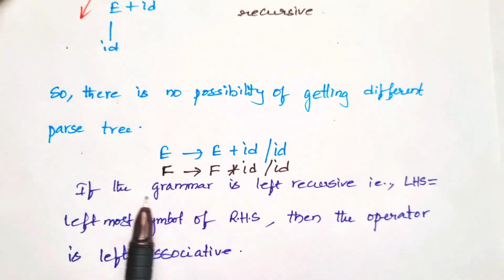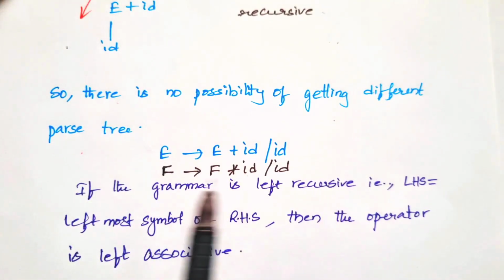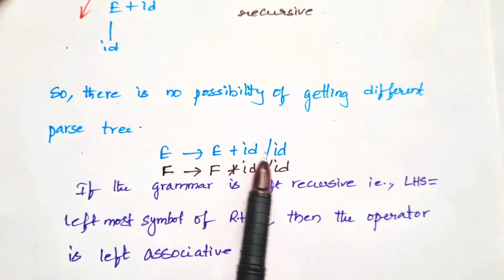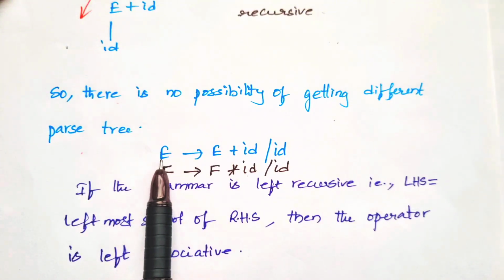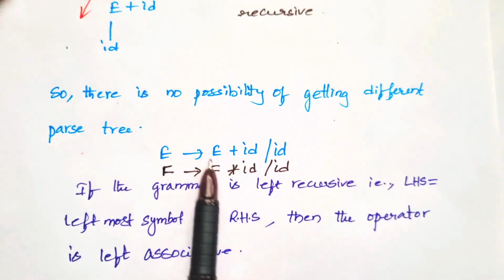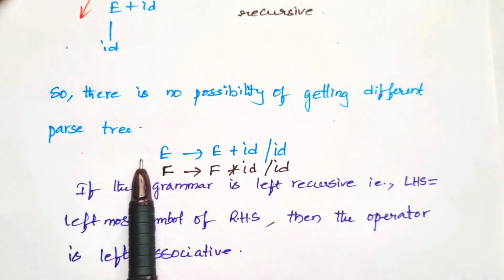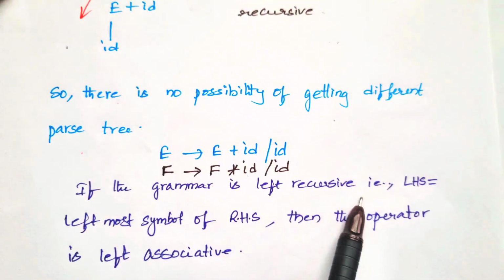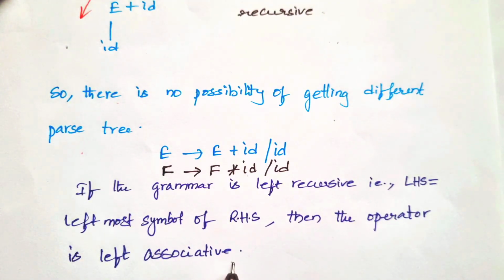Before going to this step, what is left recursive? Left recursive means the LHS is equal to the leftmost symbol in the RHS. What is the LHS here? E. What is the leftmost symbol in this RHS? E. These two must be the same. Then that production is called left recursive. If you want left associativity, you have to consider left recursion. If you want right associativity, you need to consider right recursion. Right recursion means that the LHS will be equal to the rightmost symbol of the RHS.